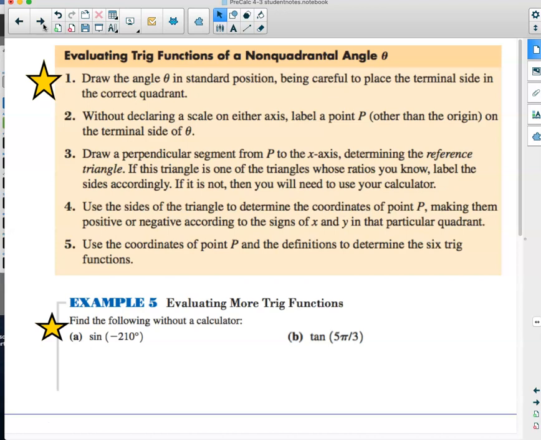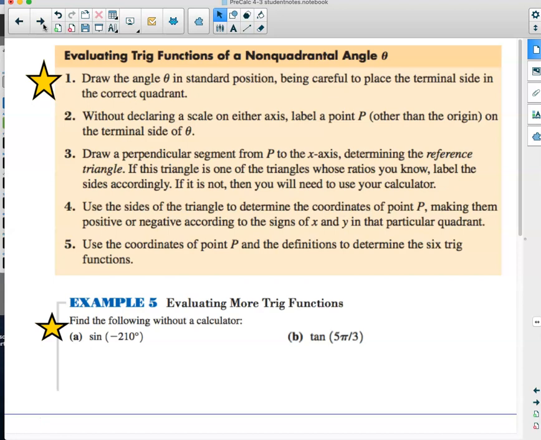So these are the steps to evaluating trig functions of a non-quadrantal angle. So not the 90 degrees, not the 180, not the 270, etc. Number 1, draw the angle theta in the standard position, being careful to place the terminal side in the correct quadrant. Number 2, without putting little tick marks all over the place, you don't have to declare a scale on either axis. Just label your point. They're using P here to stand for point, which is just fine. And like it says, that's going to be on the terminal side of your angle theta.